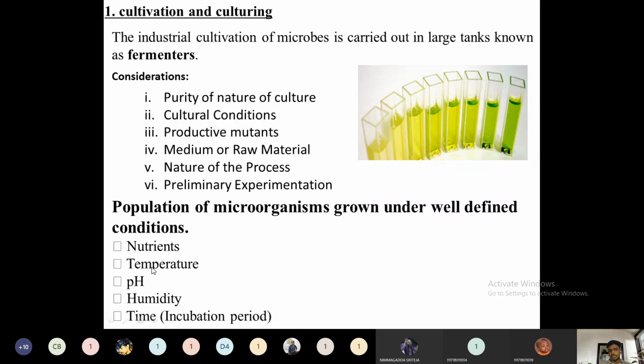Then the operating environment, like temperature, is also important. Then pH, whether it requires a basic, acidic, or neutral medium, is important. Then humidity, what type of humidity it requires, whether a much wet condition or a dry condition, we have to test. Then incubation period.